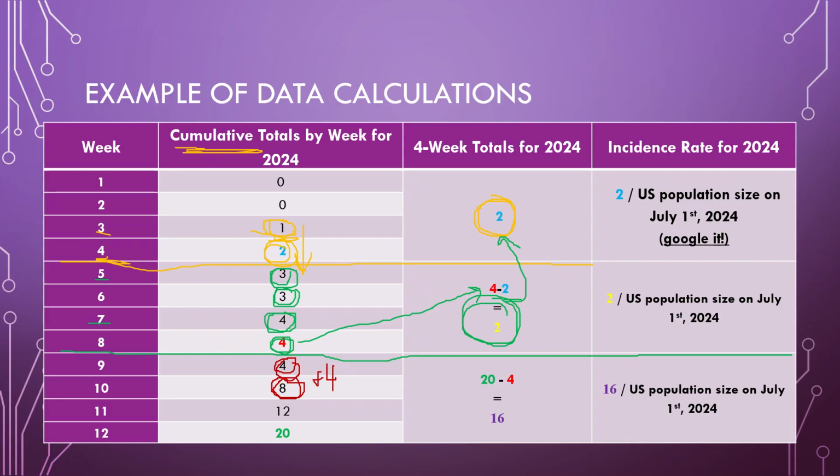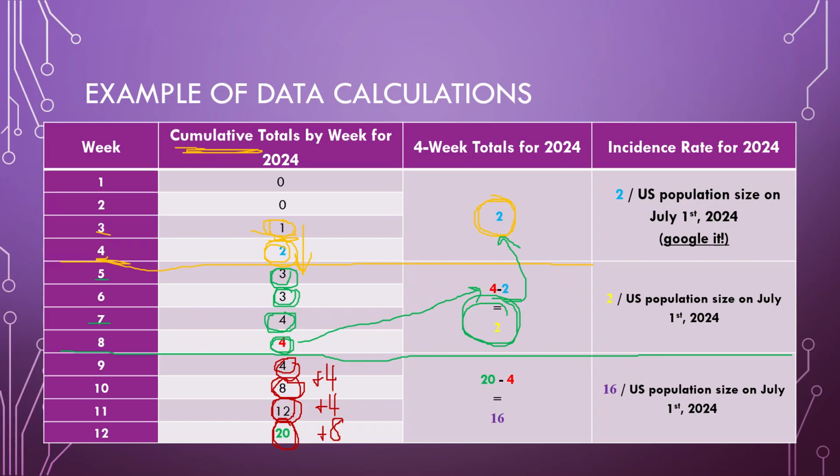By week 11, we have 12 cases now. So we have added 4 again. And then on week 12, we end up with 20. So that tells us we added 8 new cases. There are 20 cases in total, but we have now added a handful of new cases.